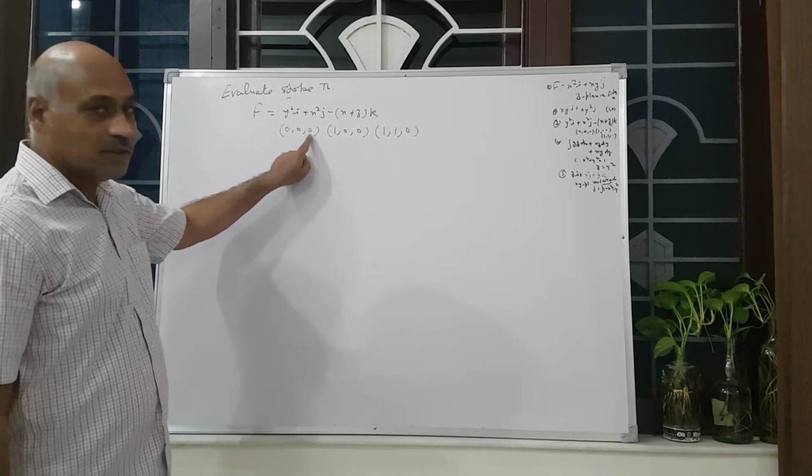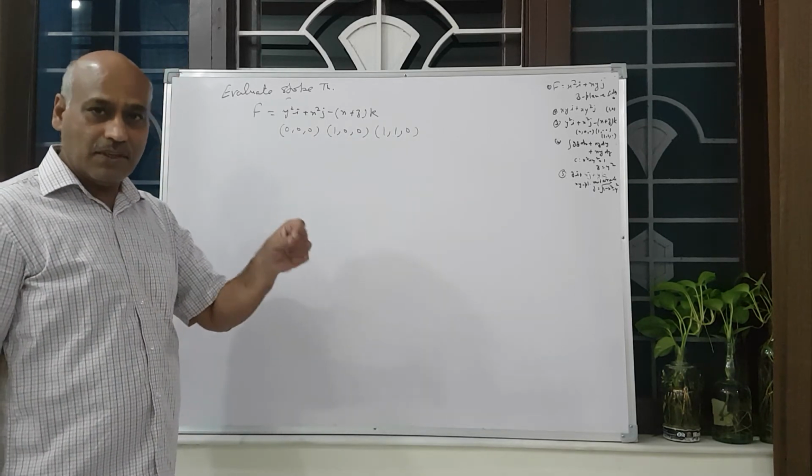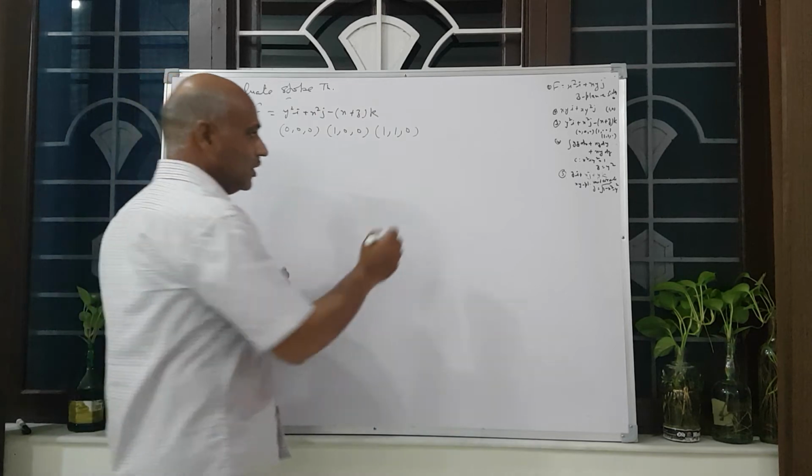So this is z. Here we see z is 0. This is in the x y plane, z is equal to 0. So now we draw.